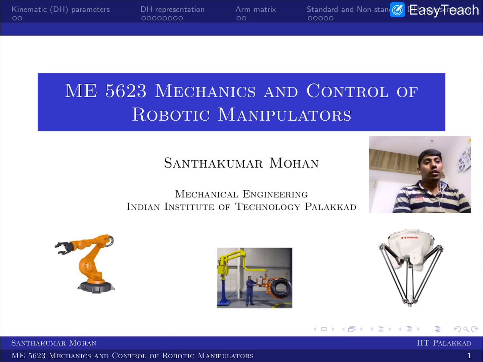Very good afternoon. Today we are going to see the second lecture on Arm matrix or Denavit-Hartenberg representation. In the previous lecture we were talking about what the kinematic parameters are and how Denavit-Hartenberg has reduced them to 4 kinematic parameters, which we call joint and link parameters.